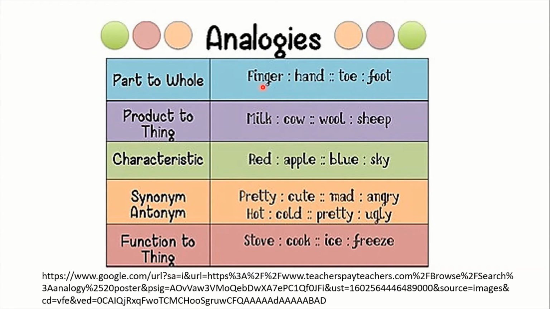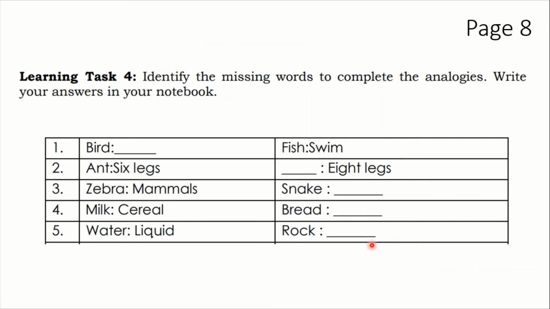Part to whole: finger is to hand as toe is to foot. Product to thing: milk is to cow as wool is to sheep. Characteristics: red is to apple as blue is to sky. Synonym or antonym: pretty is to cute as mad is to angry; hat is to cold as pretty is to ugly. And function to thing: stove is to cook as ice is to freeze.